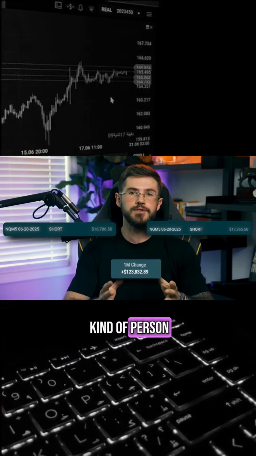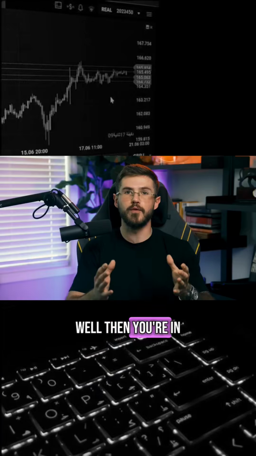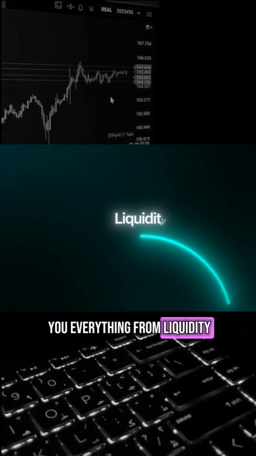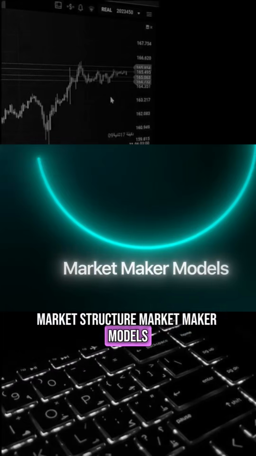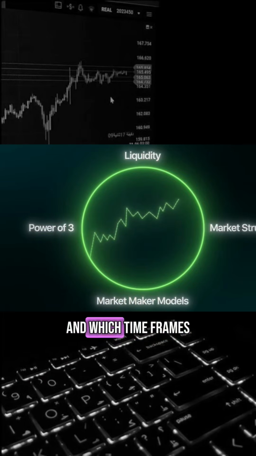So if you're the kind of person who doesn't just want information, but you want implementation, well then you're in the right place. Now let's dive into the first concept. Today I'm going to teach you everything from liquidity, market structure, market maker models, the power of three, how to put it all together into a profitable strategy, and which timeframes to use.